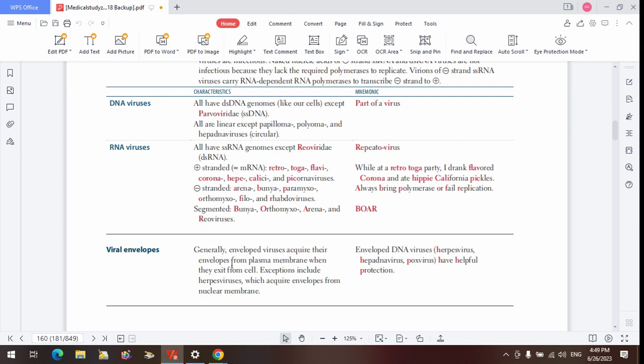Is it circular or linear? We said that three are circular. The other ones are linear for DNA viruses. What are the three circular? The circular ones are papilloma, polyoma, and herpes.